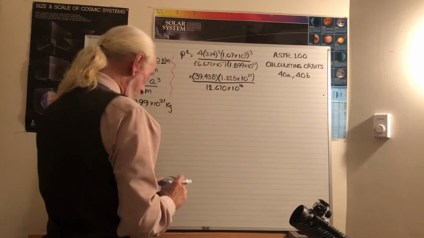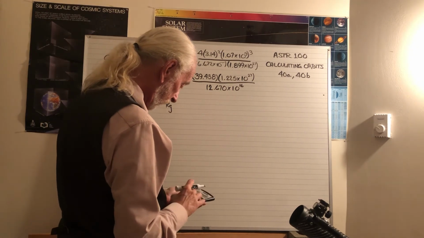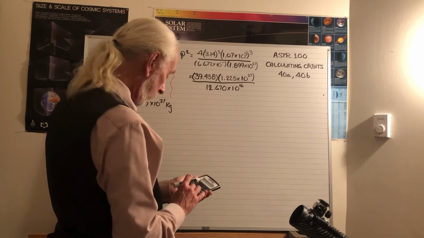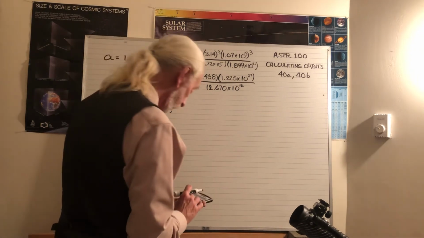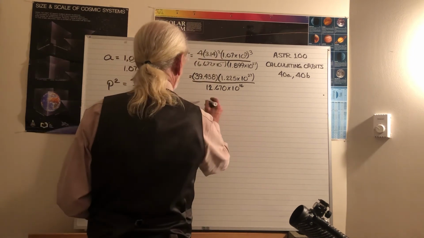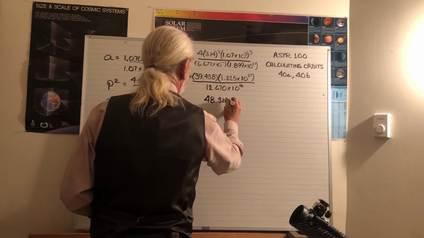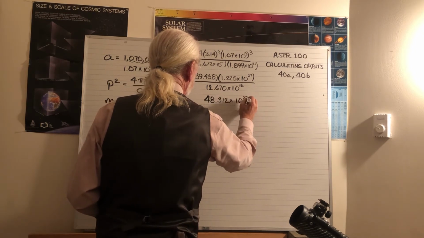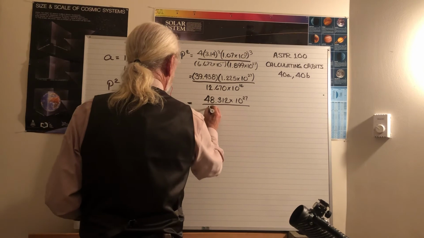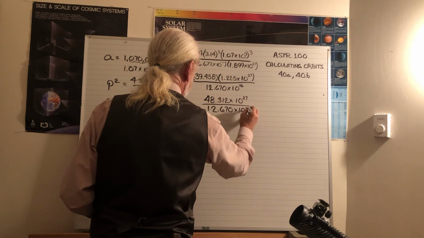Now I'll multiply that. 39.438 times 1.225 at 48.312 times 10 to the 27th over 12.670 times 10 to the 16th.